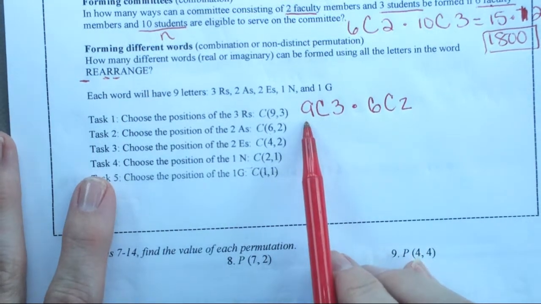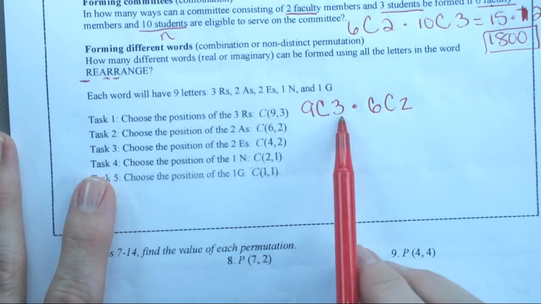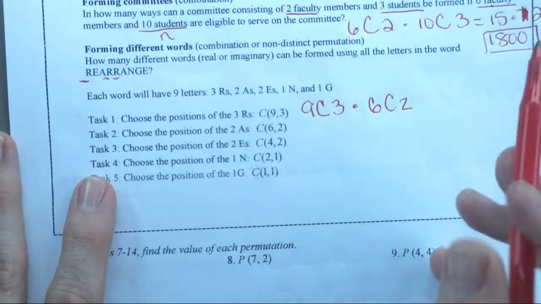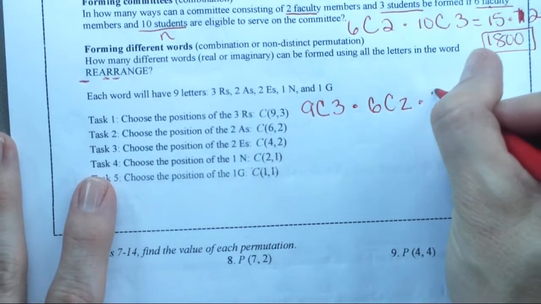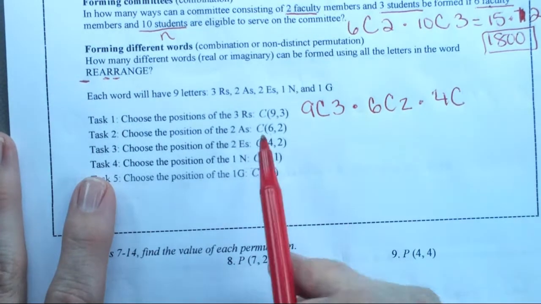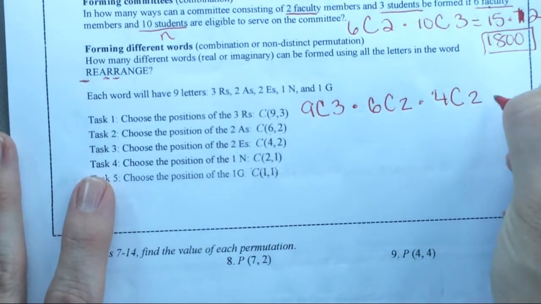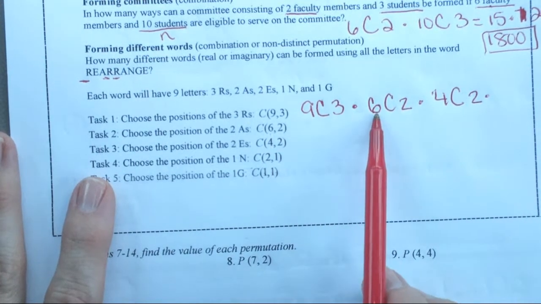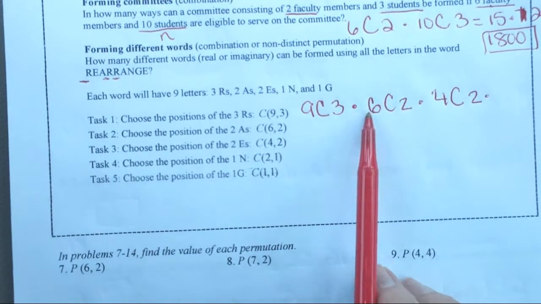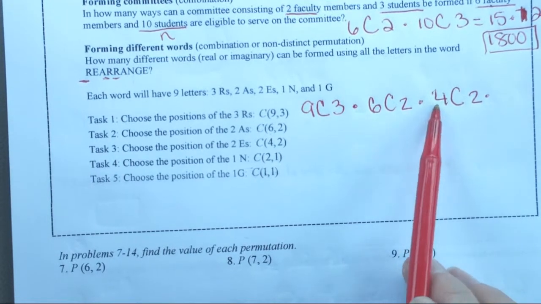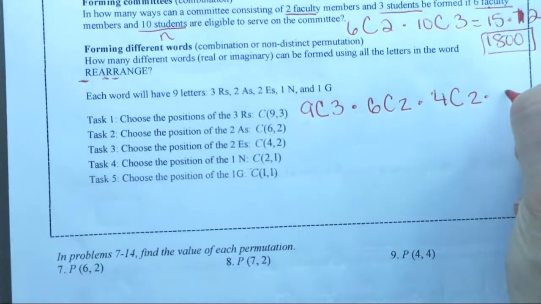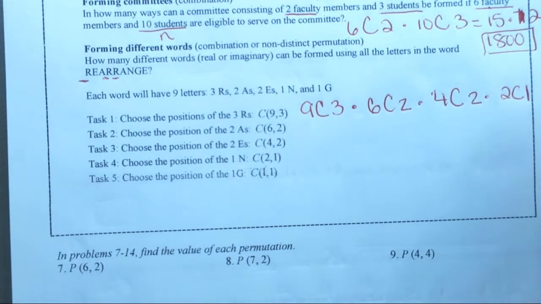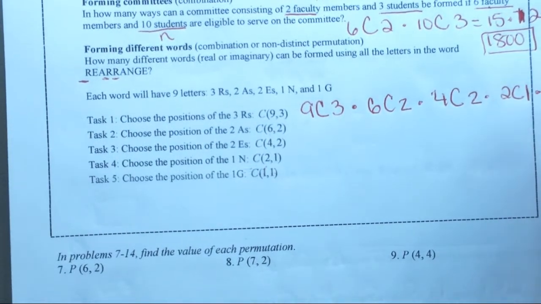So I had 9 total. I used 3 of them, so now I have 6. I just used 2 of them, so now I have 4. So I have 4, and 2 of those are E's. So I had 9, I used 3 of them, I have 6. I used 2 of them, I have 4. I used 2 of them, so now I only have 2 left. And there's only 1 N. And I only have 1 letter left.